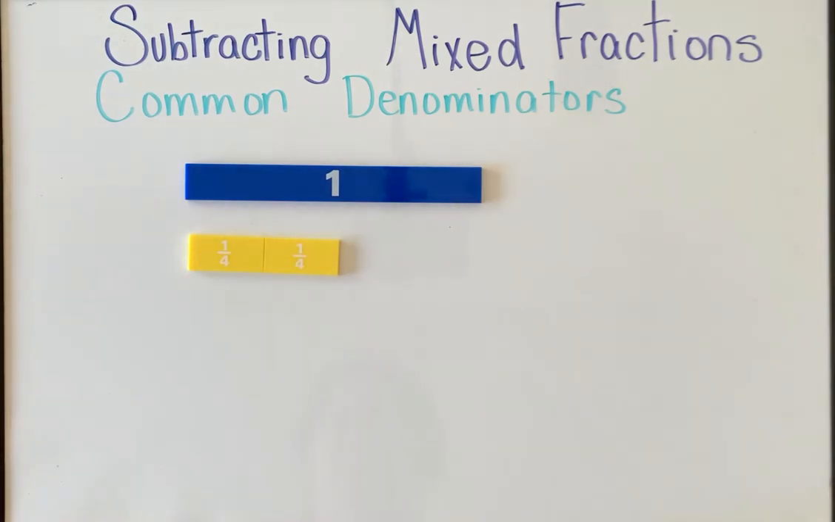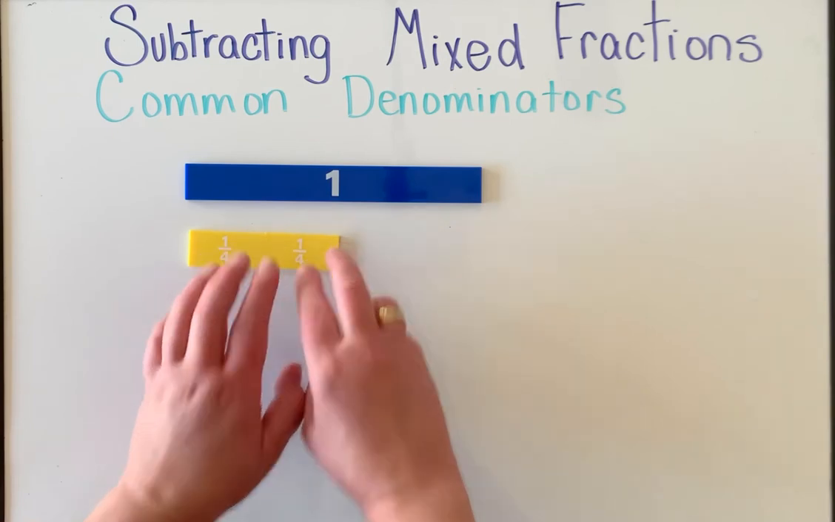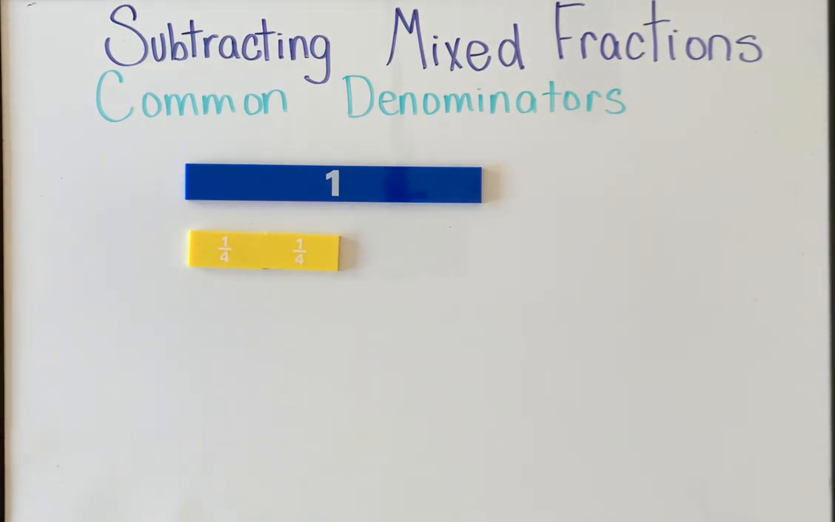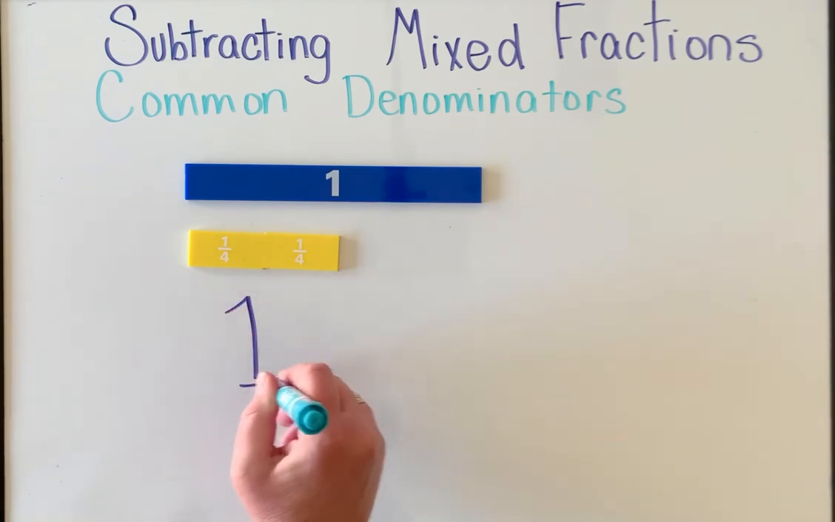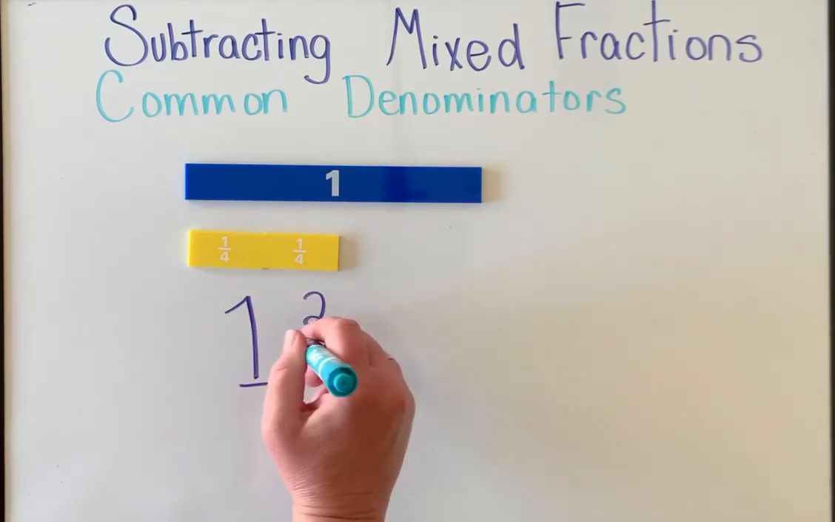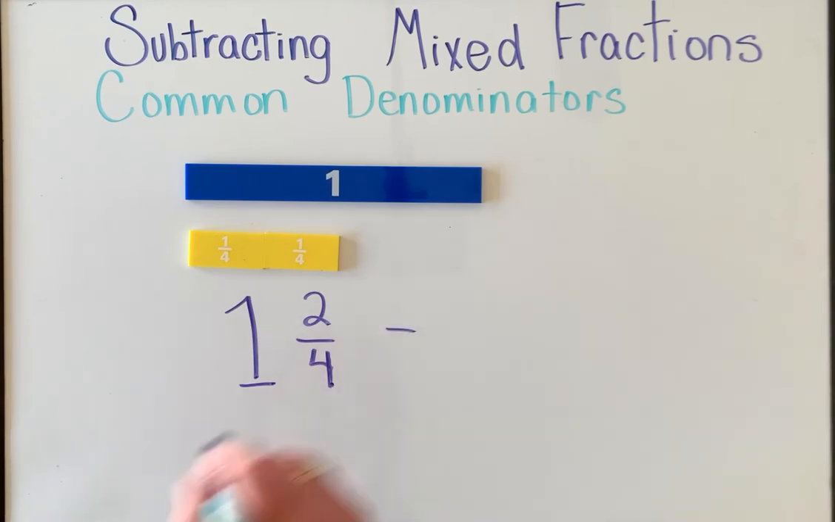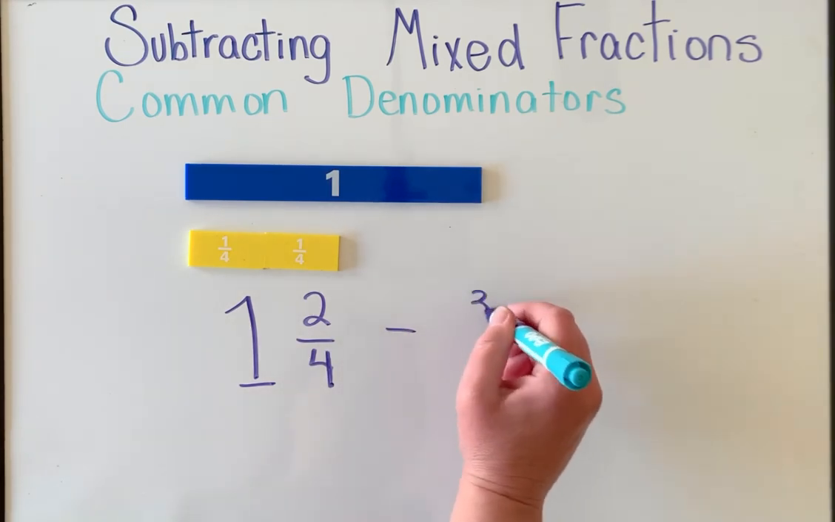No, I think I'm going to make that 2/4. Okay, so let me write this down. So here we have 1 whole, 2/4, and I want to take away 3/4.